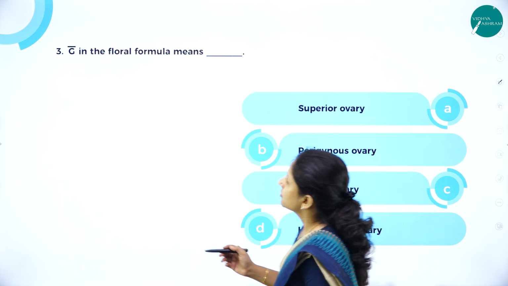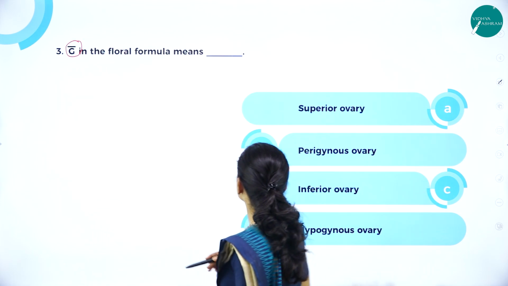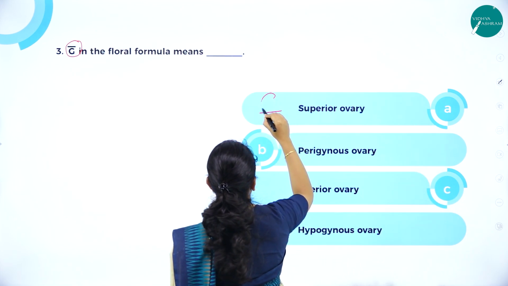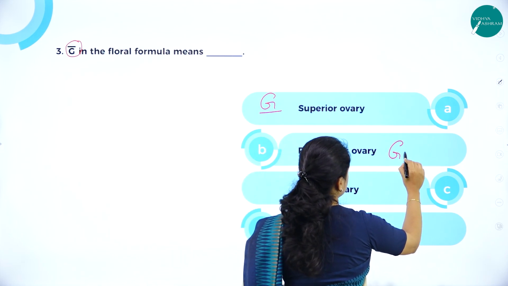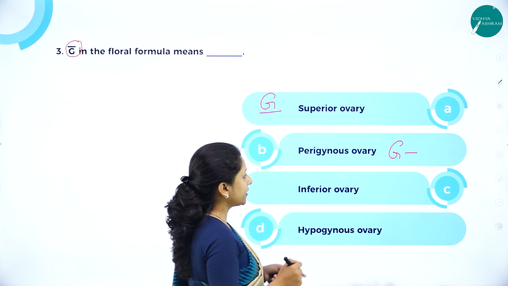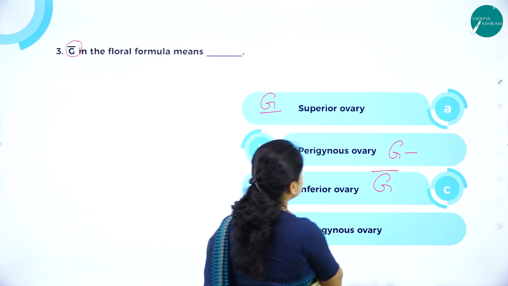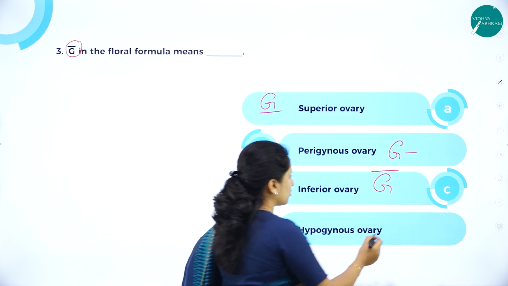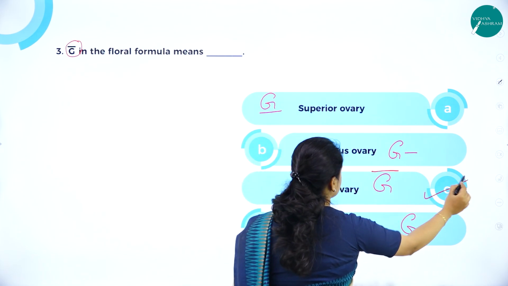Next, this symbol in the floral formula means superior ovary. No, if it was superior ovary, the symbol would be this. Perigynous ovary, as I told you, symbol would be this, or semi-inferior ovary, we can call it. This is an inferior ovary. So, this symbol means inferior ovary. Hypogynous ovary is again superior ovary itself, so it will be this symbol. So, the right option here is option C.